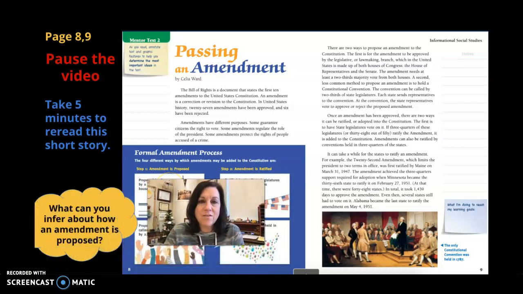I am going to have you read Passing an Amendment on your own again. Now you can read it for enjoyment, or if you want to read it with a purpose, your purpose can be, what can you infer about how an amendment is proposed? Yeah, how is an amendment proposed? You're making an inference and looking for a reason to answer that question within your reading. All right, pause the video here, go ahead and reread it, and then unpause to continue.